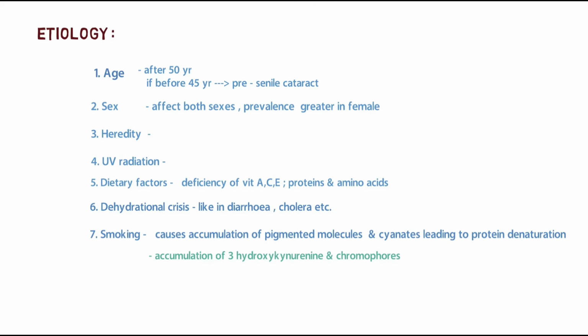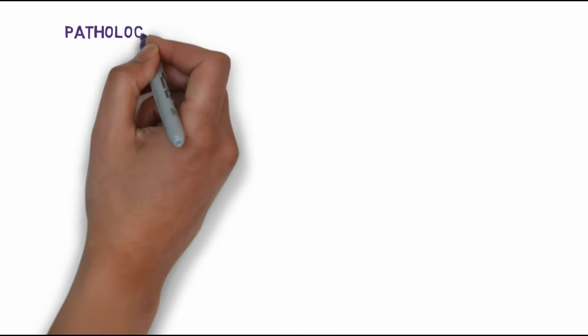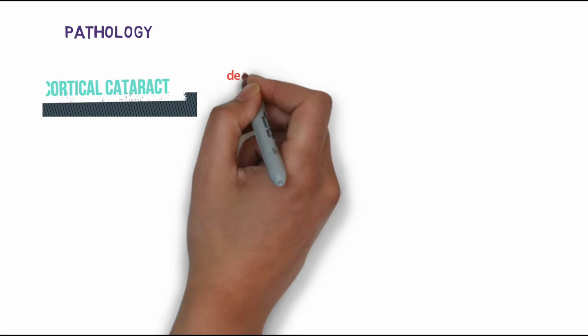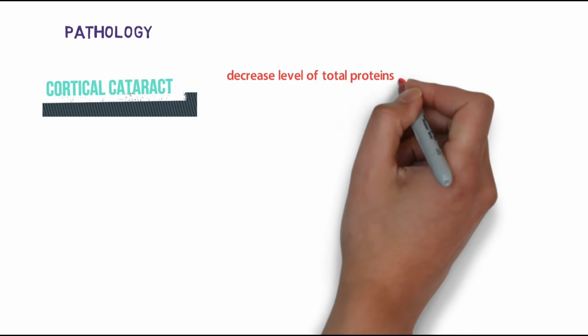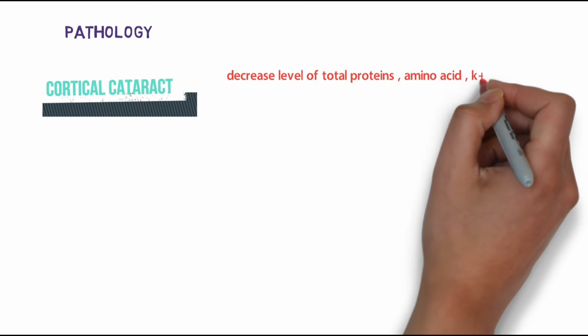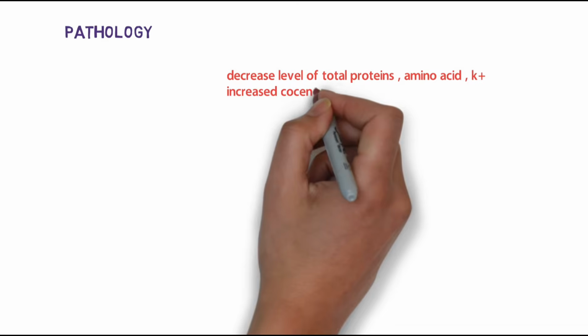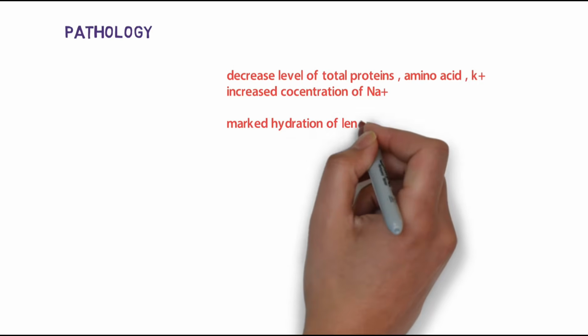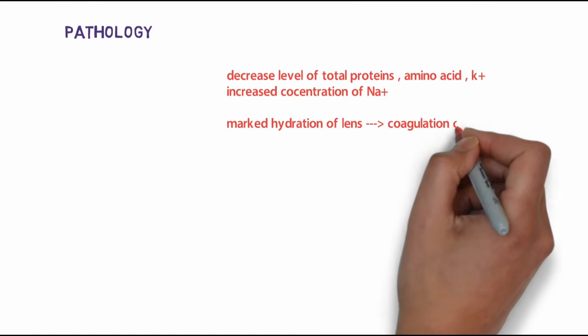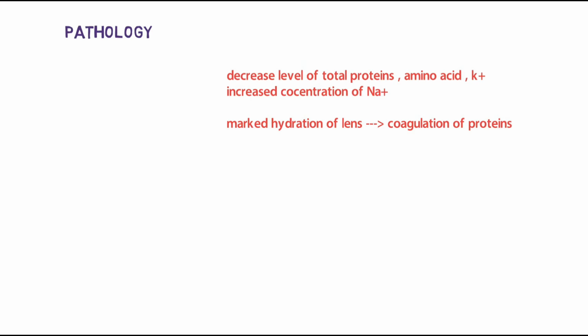Now, what is the pathology? This is cortical senile cataract, and the pathology behind it is a decreased level of total proteins, amino acids and potassium, and an increased concentration of sodium. That's why there is marked hydration of the lens, and due to this there is coagulation of proteins. This is the pathology behind cortical senile cataract, which includes cuneiform cataract and cupuliform cataract.